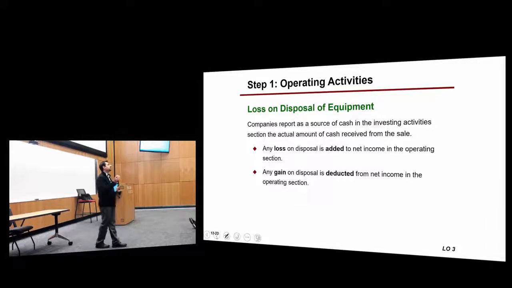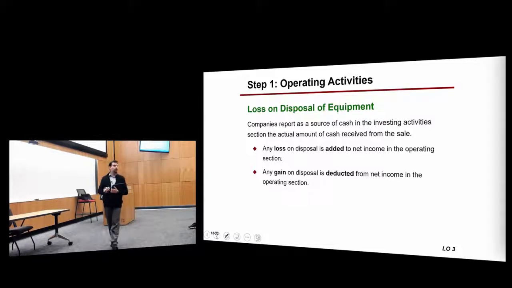But no, there is not. No one will tell you that, okay, this is the money for your gain and this is the money for your loss. Under the accrual basis, we recorded that as gain or loss. On the cash basis, we have to adjust for it.